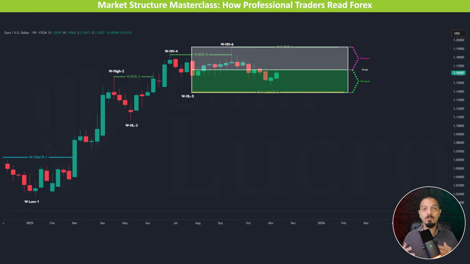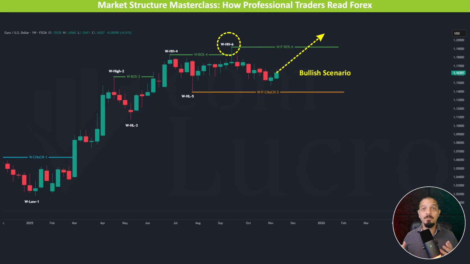From this point, two structural possibilities exist. The first scenario occurs if price breaks above Weekly Higher High 6. In that case, the market would confirm Weekly Possible Break of Structure 6.